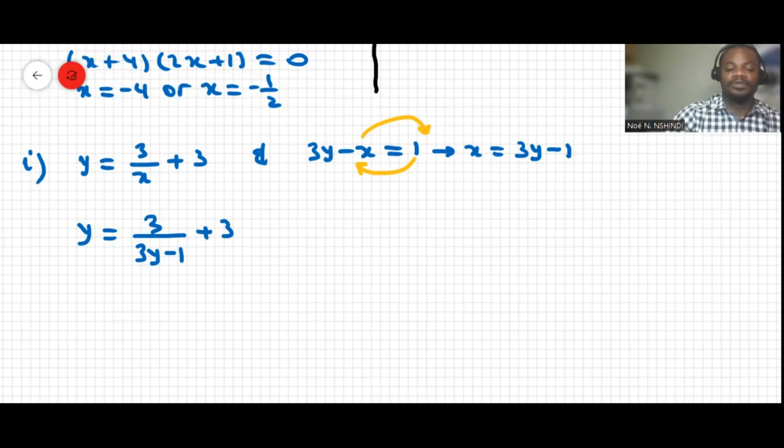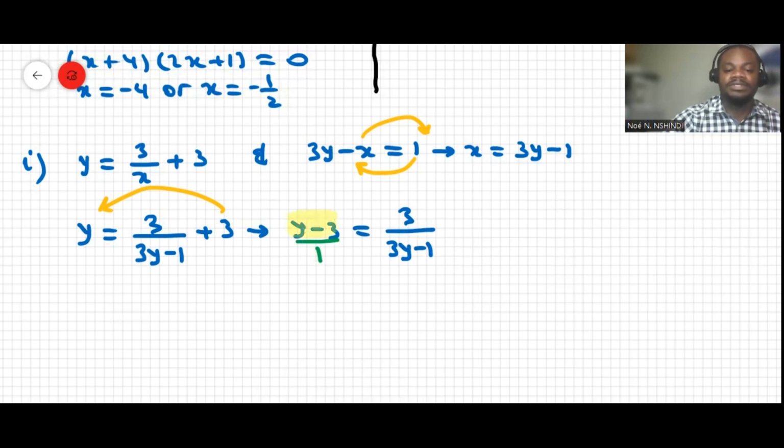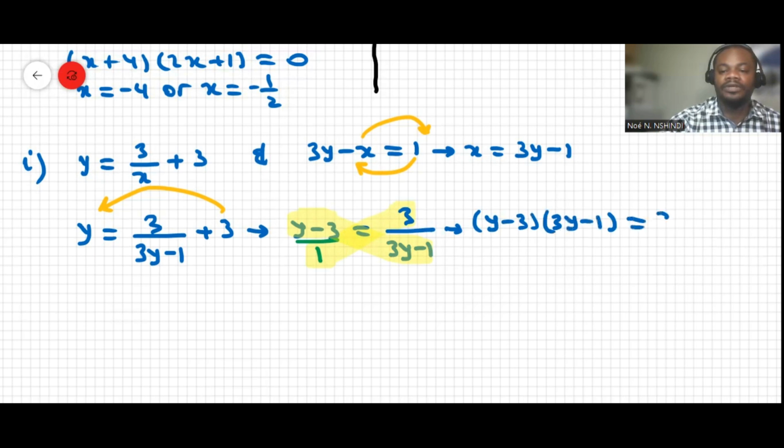So I'll move also the 3 over, and this will become y minus 3 equal to 3 over 3y minus 1. Then there is an invisible denominator of 1 there, where we can just times this with that, and that also with that, and then this will be y minus 3 times 3y minus 1 equals 3.